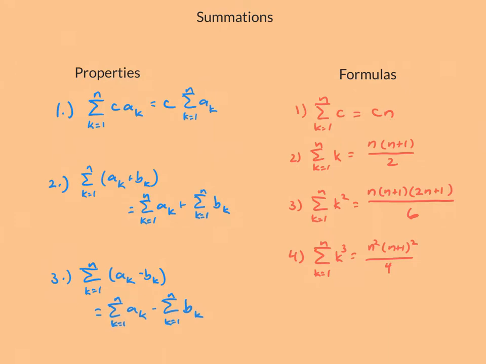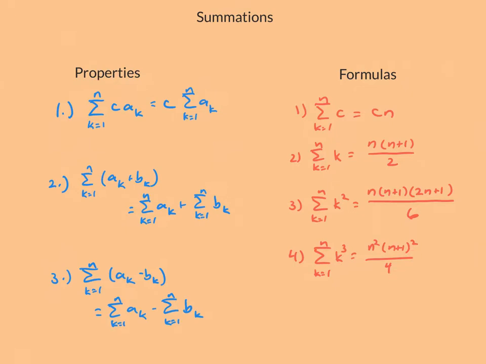The other ones you have are these formulas, and that's really going to write this sum as a polynomial, if you will, in terms of n. So the sum as k goes from 1 to n of k is going to be n times n plus 1 over 2. The sum as k goes from 1 to n of k squared is going to be n times n plus 1 times 2n plus 1 over 6. And the sum as k goes from 1 to n of k cubed is going to be n squared times n plus 1 squared divided by 4.